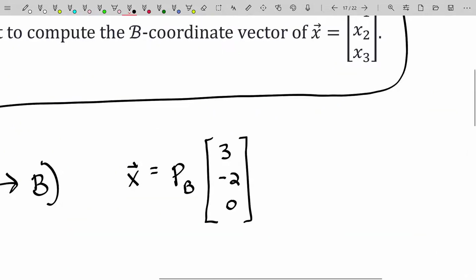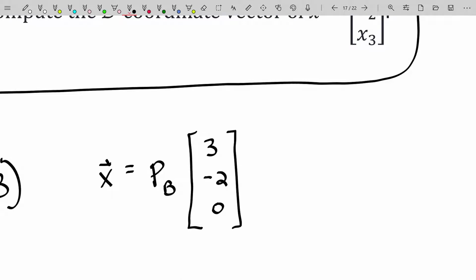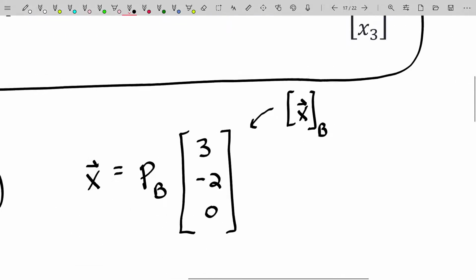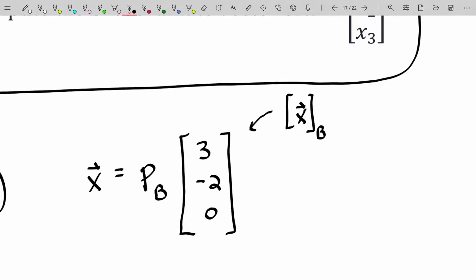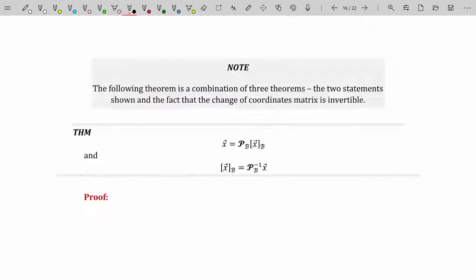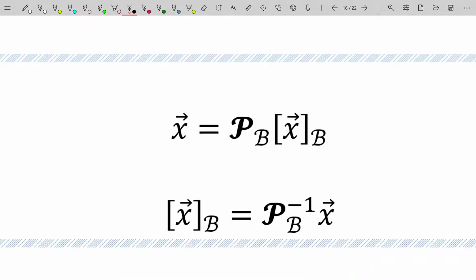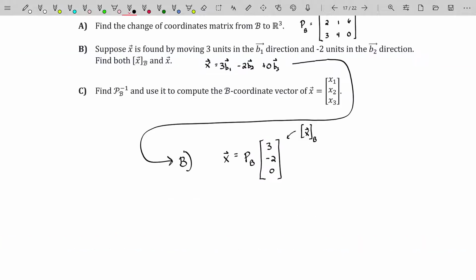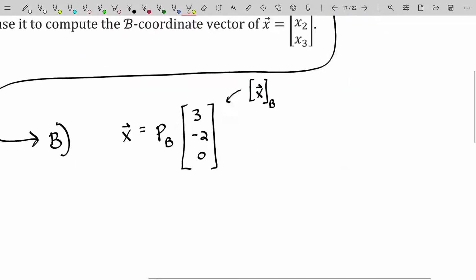And that vector (3, -2, 0) is actually the coordinates of this vector x in terms of the basis B, written like this. And this works well with the theorem we just saw: x is equal to the change of coordinates matrix times the B coordinate vector. So we've already found the B coordinate vector. Now I just need to find x, and that's just multiplying the matrix times this vector here. So let's go ahead and do that.